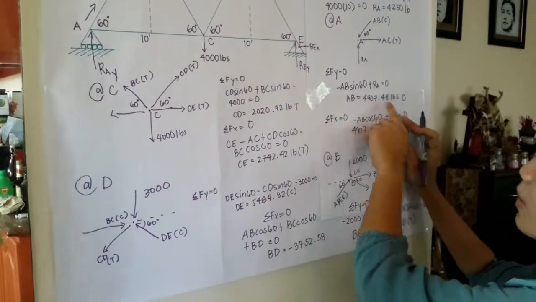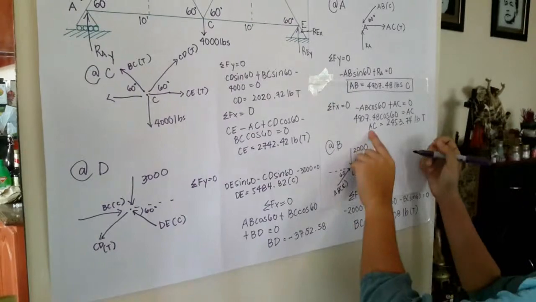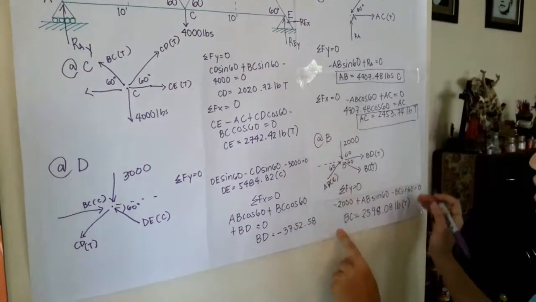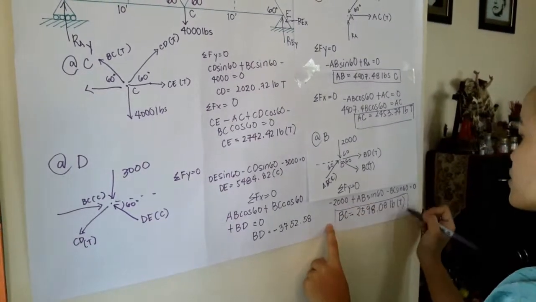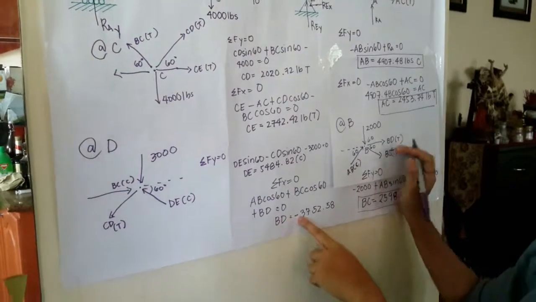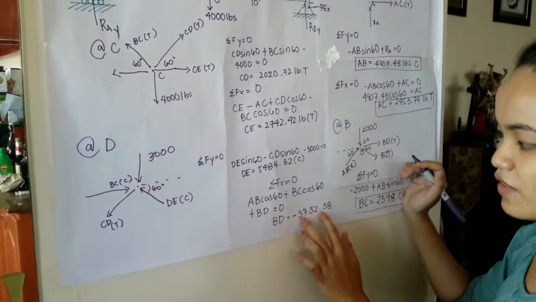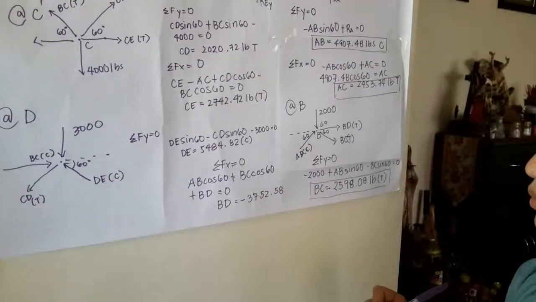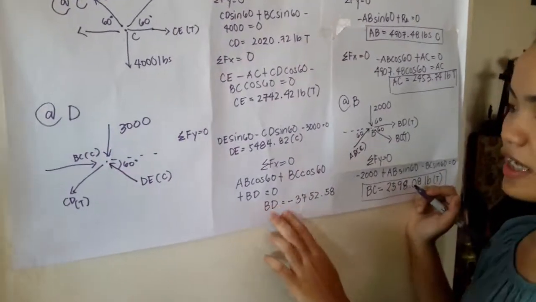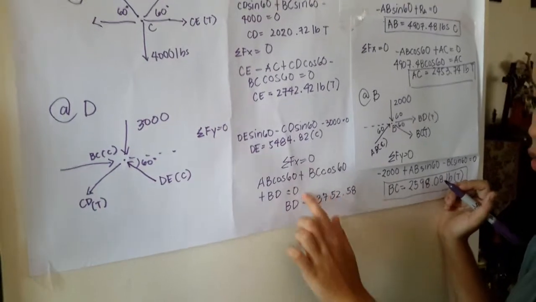So, AB, I got a positive value, so this is correct. AB is in compression. AC, I also got a positive value, so this is correct. BC, I also got a positive value, so this is correct. And then for BD, since a while ago I told you that it doesn't matter if you got a negative answer because the final answer, this value will not vary. So here in BD, since you obtain a negative value, it's okay. There's no problem with that since the value will not change, only the direction.